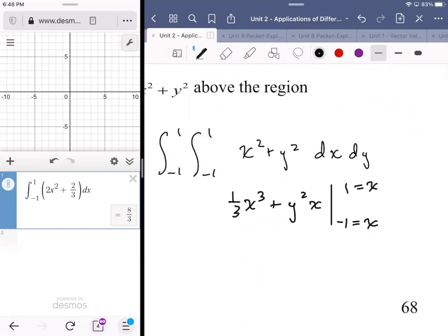All right, plugging in the ones, you get a 1/3 plus y squared minus, plug in a -1, you get a -1/3 minus y squared.